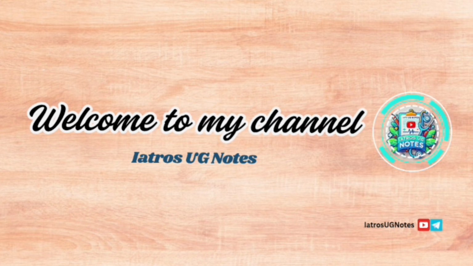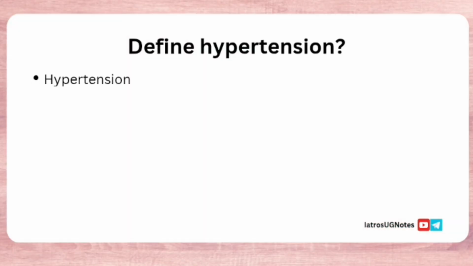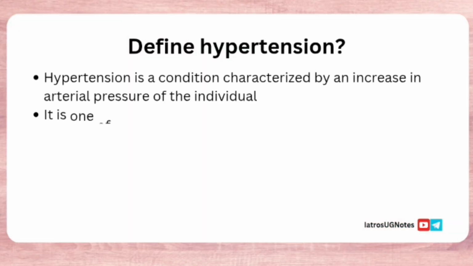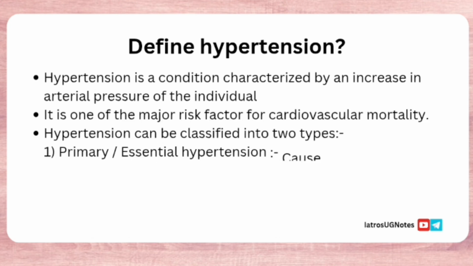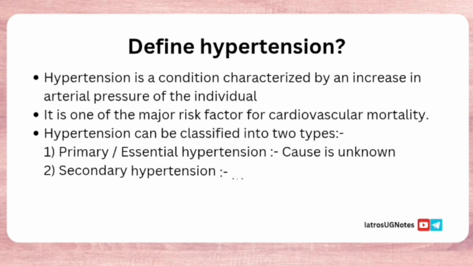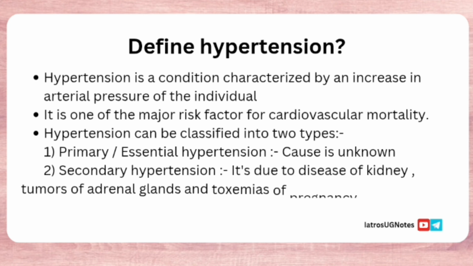Hypertensive case. Define hypertension. Hypertension is a condition characterized by an increase in arterial pressure of the individual. It is one of the major risk factors for cardiovascular mortality. Hypertension can be classified into two types. 1. Primary, essential hypertension. Cause is unknown. 2. Secondary hypertension. It's due to disease of kidney, tumors of adrenal glands and toxemias of pregnancy.